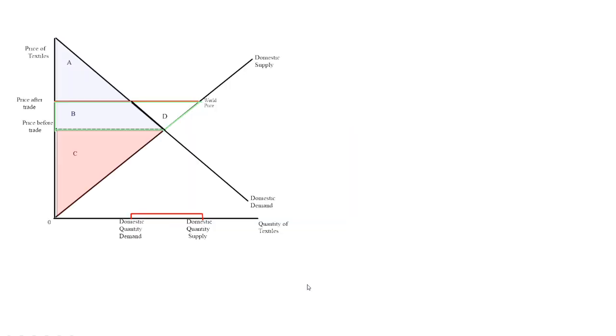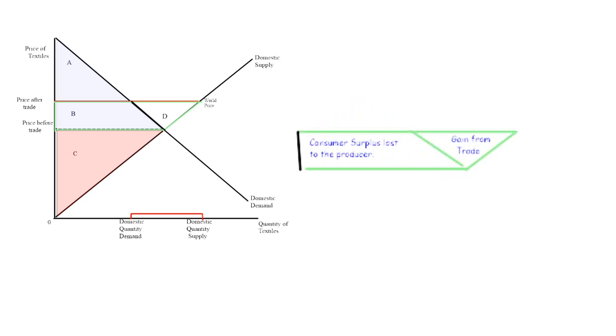And then we put this here, and we look at the greenish area. The B is consumer surplus lost to the producer, and then the D triangle is the gain from trade. Okay, so we gained D. Yes, the consumers lost B, but the producers got it. So we're not too upset by that. Unless you're a consumer, then yeah, I guess you are upset.